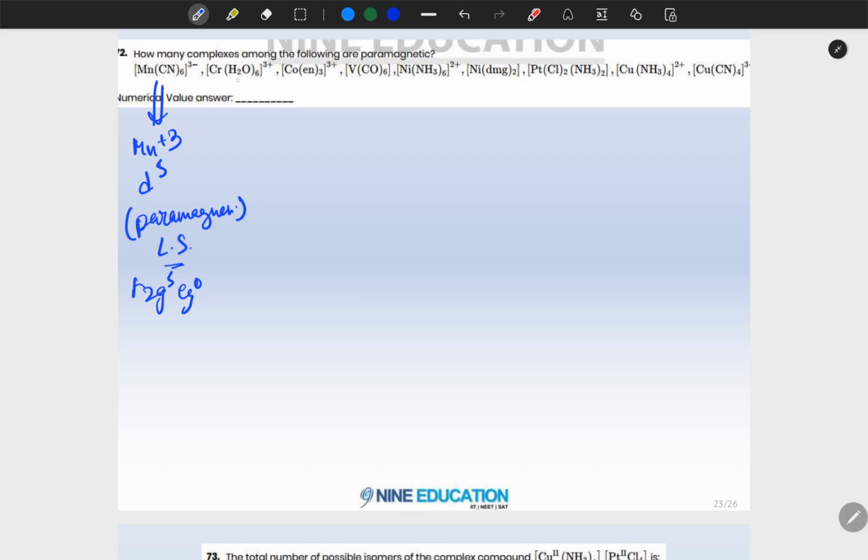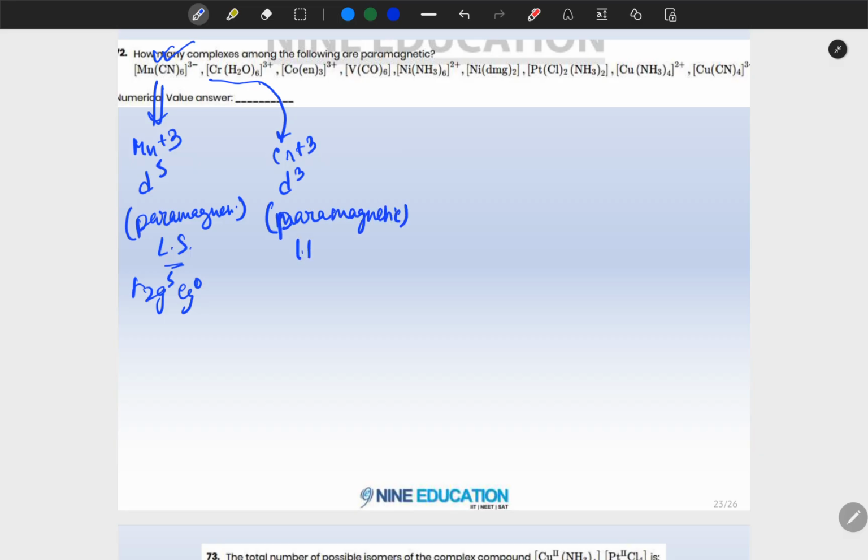Now let's check for chromium. So this is paramagnetic. First one is paramagnetic. Let's check for chromium. Chromium is present in +3 oxidation state, so chromium +3 is actually d3. In chromium, what is the electronic configuration? 3d5 4s1. If I remove 3 electrons, 3 electrons will be left in the d orbital. So this is also paramagnetic.